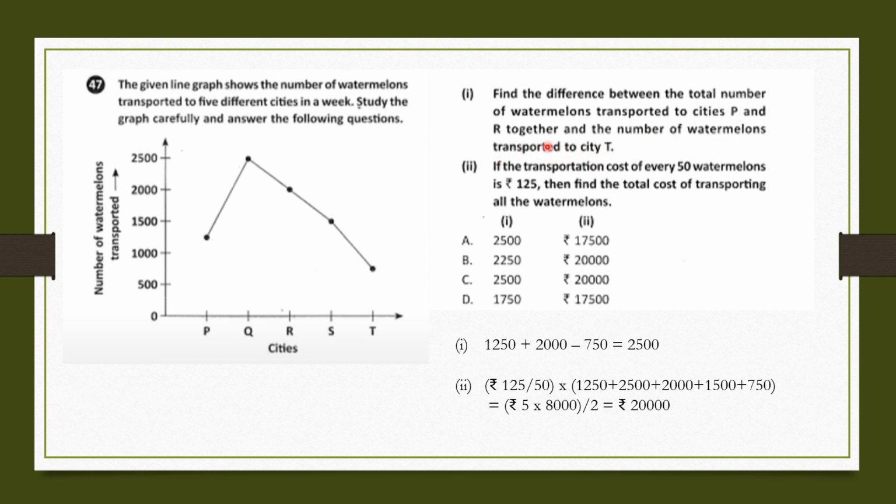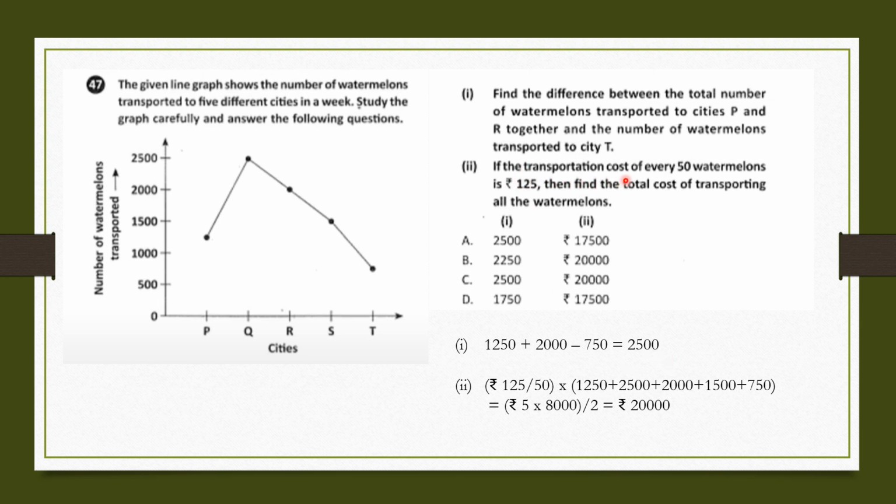So P and R together, first P will be 1250, R is 2000, and then we have to find now last T, which is 750 because it's in the middle of 500 and 1000. So we get the value of 2500. Now let's see the second.